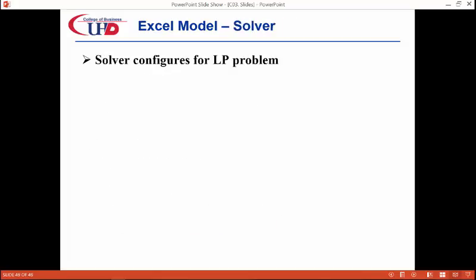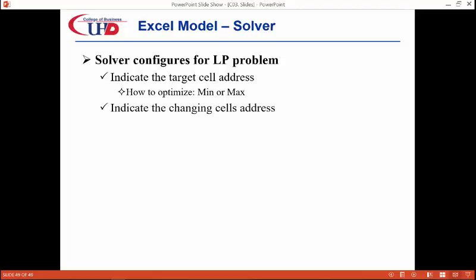Okay, solver is an Excel add-in which helps to solve the equation or the optimization problems. To use solver for linear programming, you need to tell Excel where the target cell is and how you want to optimize it, minimize it or maximize it. You also need to tell Excel where the changing cells are.